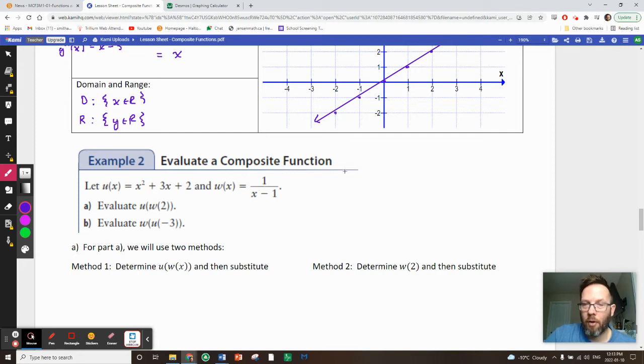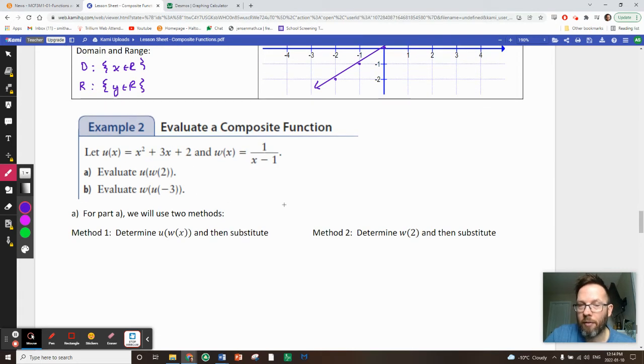Okay. So in our next example, we're going to learn how to evaluate a composite function. So in part A, our goal is to evaluate u of w at 2. And there's a couple ways to do this. The first way, we could actually find the composite function, u of w of x, simplify that equation, and then plug in 2. Let's do that now.